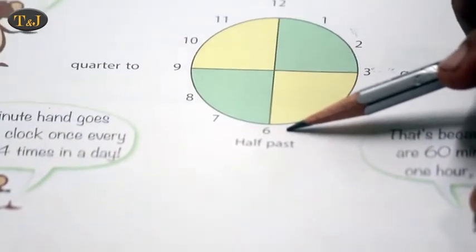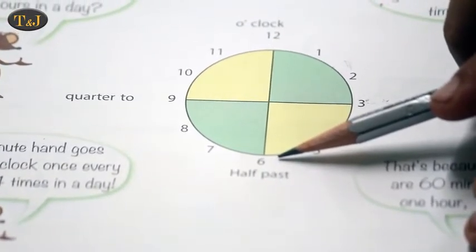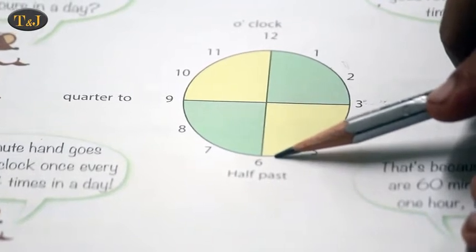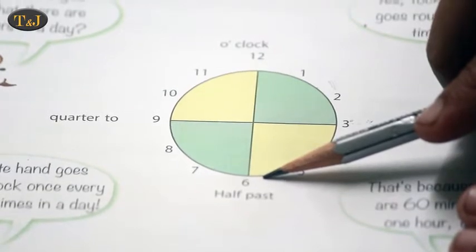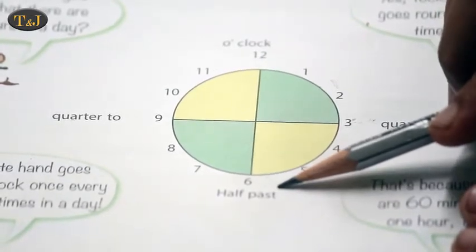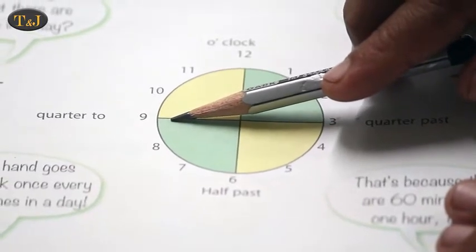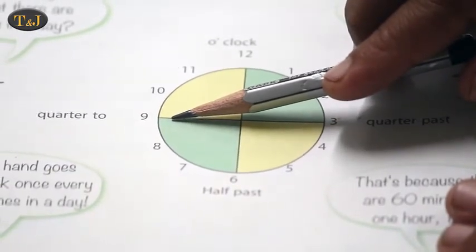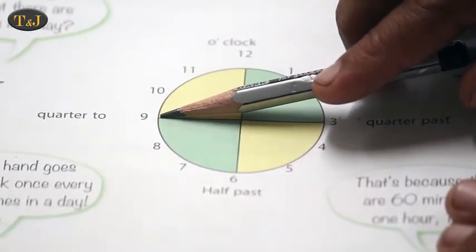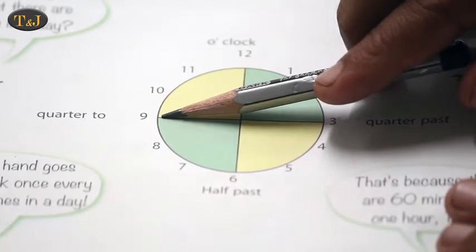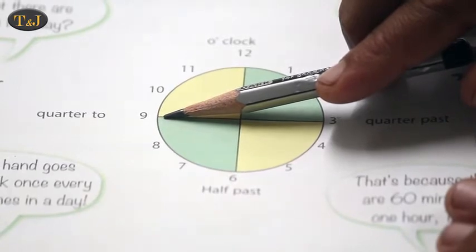The minute hand points to 6. Half an hour or 30 minutes have passed. Then we say that half past. The minute hand points to 9. 3/4 of an hour or 45 minutes have passed. Then we say that quarter to.